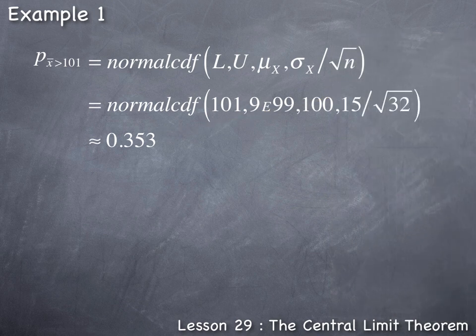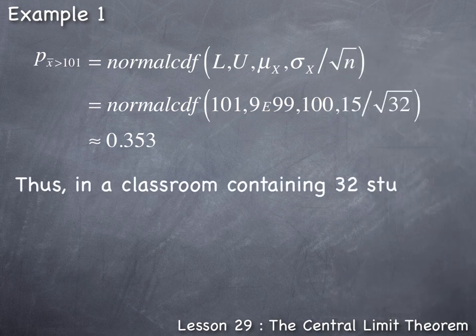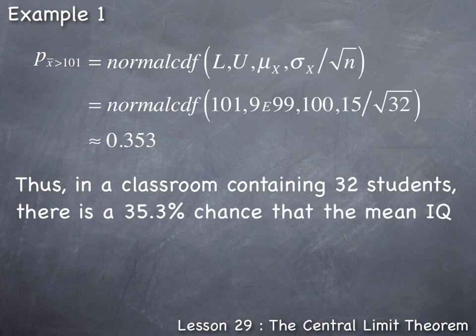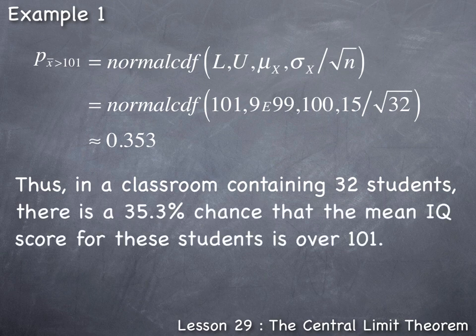So now we can give our conclusion. Thus, in a classroom containing 32 students, there is a 35.3% chance that the mean IQ score for these students is over 101.